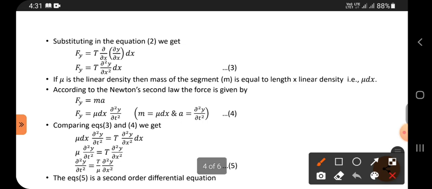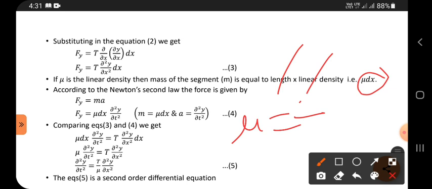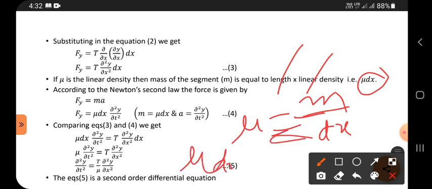If mu is the linear density, then the mass of the segment m is equal to length times linear density, that is mu dx. Why is it mu dx? Mu, the linear density, is written as mass by length. Here the length we have taken is dx only. Now bring this dx to this side: mu dx is equal to m. So in the place of m, we can substitute mu dx. That is why it is given as mu dx.